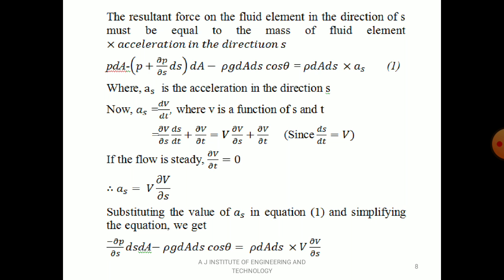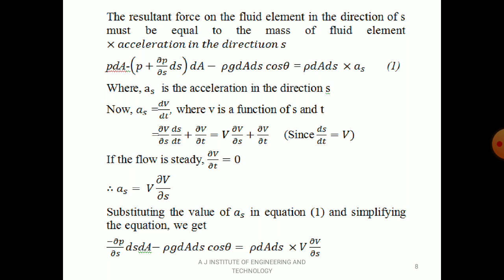The net force we can obtain from figure A. That is PdA in the direction of flow, so it is positive. So PdA minus (P plus dou P by dou S into ds) into dA. It is opposite to the direction of flow, so it is negative. So minus (P plus dou P by dou S ds) into dA, minus.